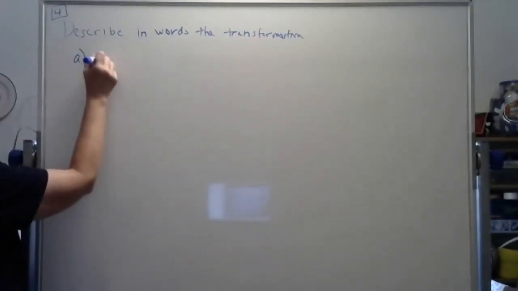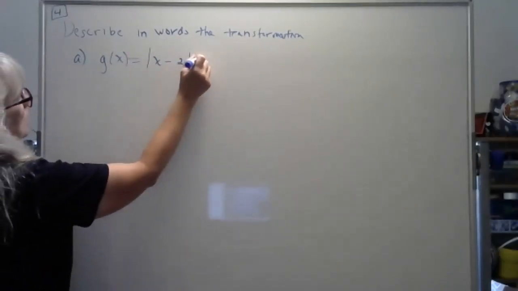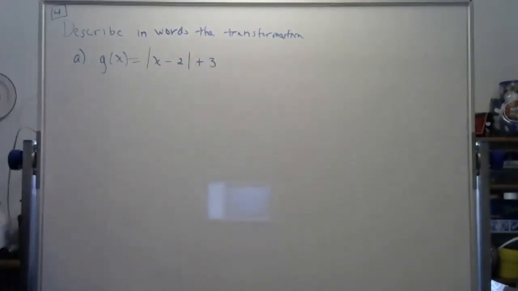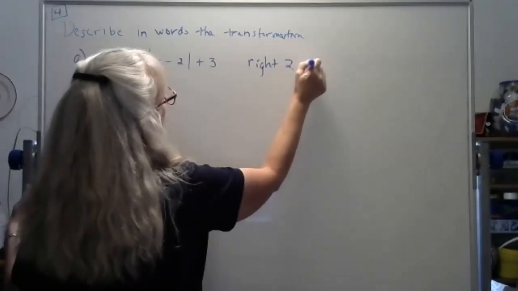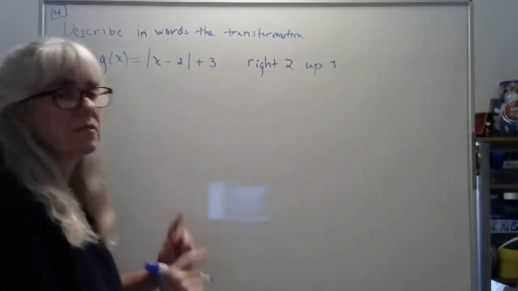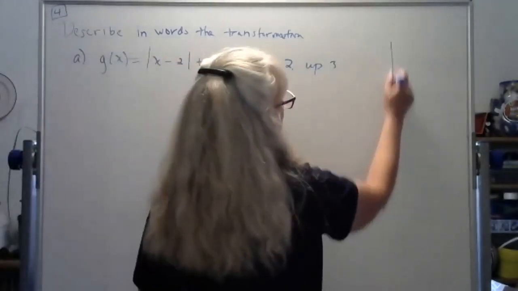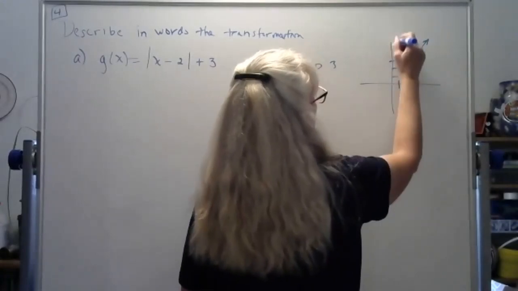So let's say we have g of x is equal to the absolute value of x minus 2, plus 3. So this takes the graph of the absolute value and shifts it. How does it shift it? So how are we going to move this thing around? Up 3, to the right 2. Okay. So we do right 2 and up 3. And as far as I'm concerned, that's all you need. Yep, that's exactly it. So if I were to physically graph it, then I would take that absolute value, go to the right 2, up 3, and then draw in the V shape.